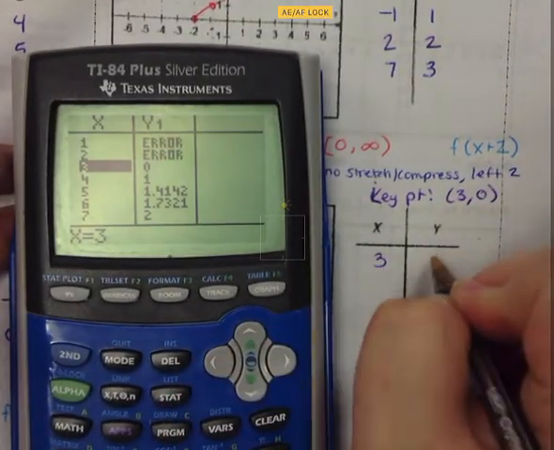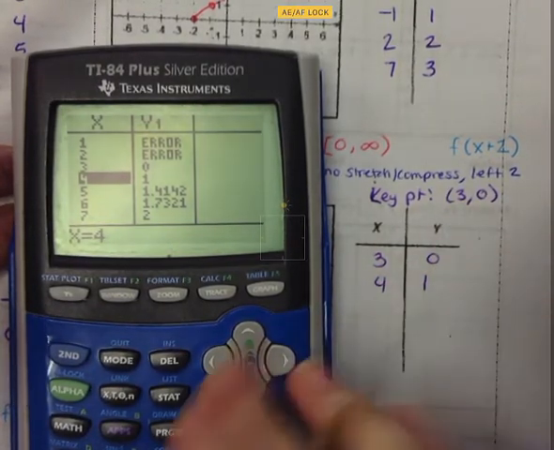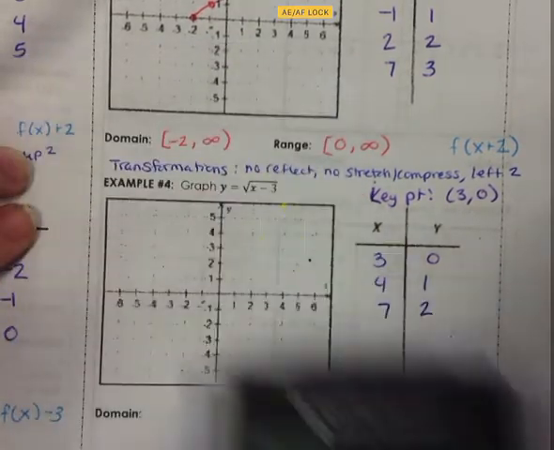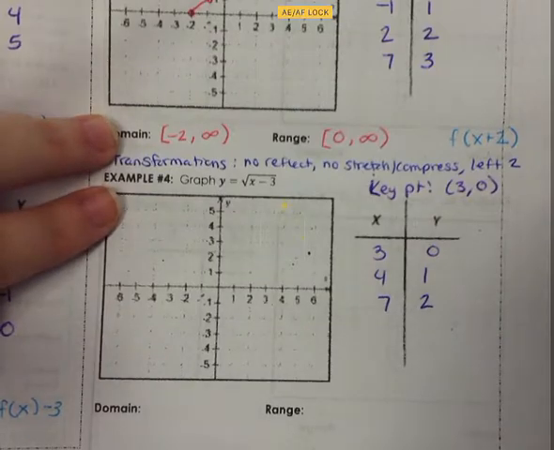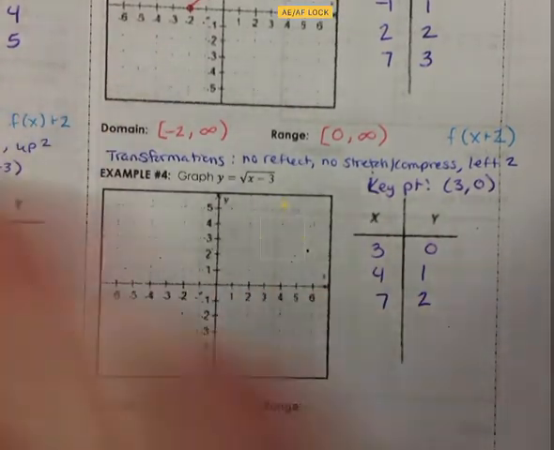So 3, 0. Then we have 4, 1. We go find some good ones. 7, 2. And we know we're not going to be able to go past 7, so I think that's okay. If you can graph it further, then you should get more points. So our first coordinate is at 3, 0.